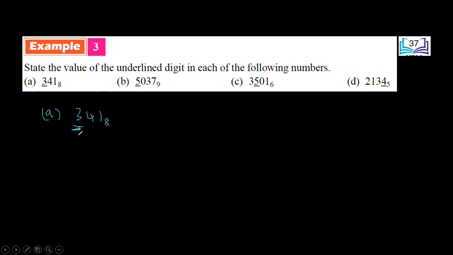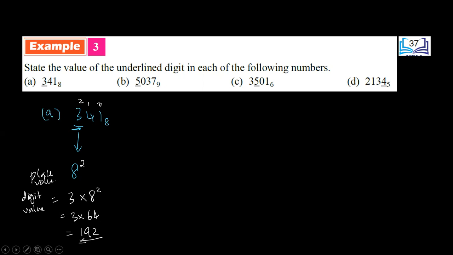So this 3. Firstly, the place value is 8 to the power of... we start from the last digit, writing 0, 1, 2, and so on. So this 3 is placed at 8 to the power of 2. This is the place value. The digit value: you need to multiply this 3 with the place value. Then we have 3 times 64, which is equal to 192. We call this the digit value.